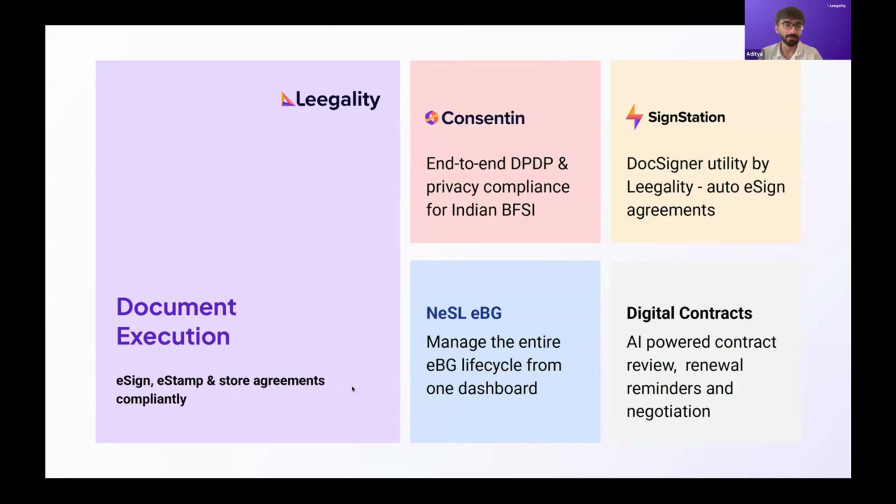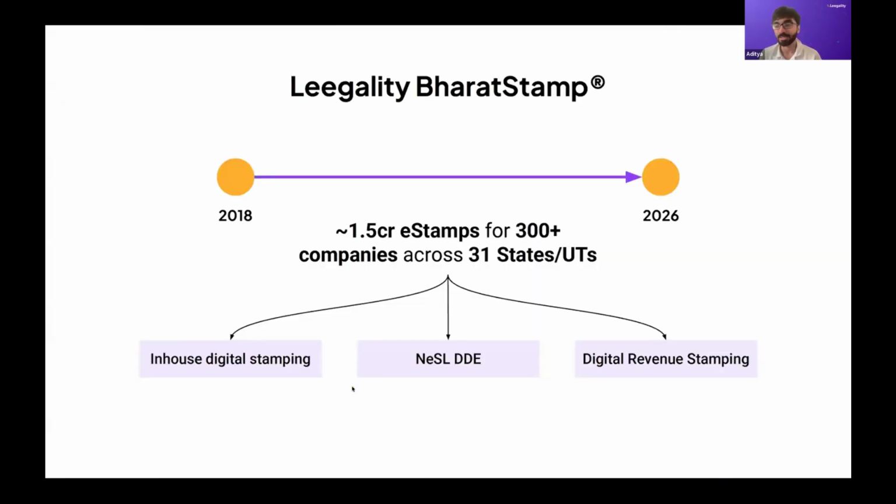Just a quick sum up, we at Leegality run products that make compliance processes easier, namely document processes, as well as a new product, Consent In, which helps with DP workflows. Our Bharat stamp system, we've been running a pre-procured Bharat stamp system, and it has processed and affixed more than 1.5 crore e-stamps for more than 300 companies across 31 states and union territories. This is a mix of our in-house digital stamping, a mix of our NeSL service, and also a mix of our digital revenue stamping service, the first in India.